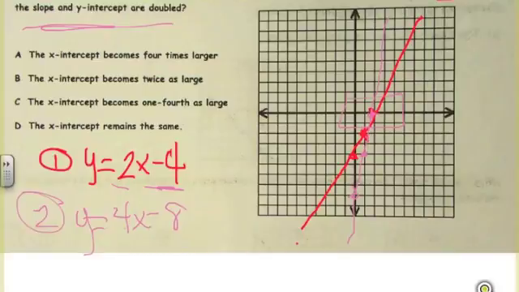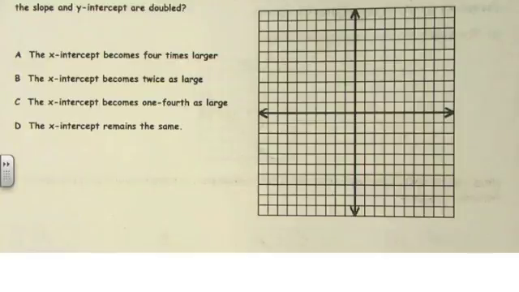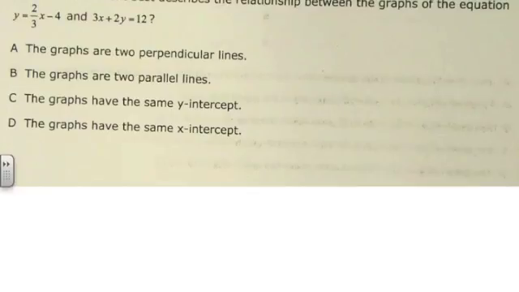Alright, example D, it says, which statement best describes the relationship between the graphs of these two equations? And when I look at my answer choices to try to see ahead just a little bit, it's asking me for perpendicular, parallel, same y-intercept or same x-intercept. How can we tell if two lines are parallel or perpendicular without having to graph them?